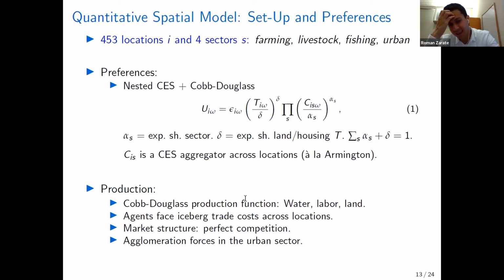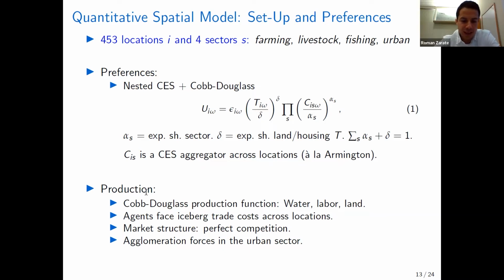So the model is going to be very simple. It's going to be a static model in which there are going to be multiple locations, in particular the 453 subdistricts that we use in our reduced form. There are going to be 4 different sectors in the economy: farming, livestock, fishing, and urban. And in terms of the preferences, consumers are going to have nested CES preferences. So in the upper nest, the preferences are going to be Cobb-Douglas for the sectors. And in the lower nest, we're going to use a very simple CES aggregator in which the preferences are going to be just an Armington model within each sector.